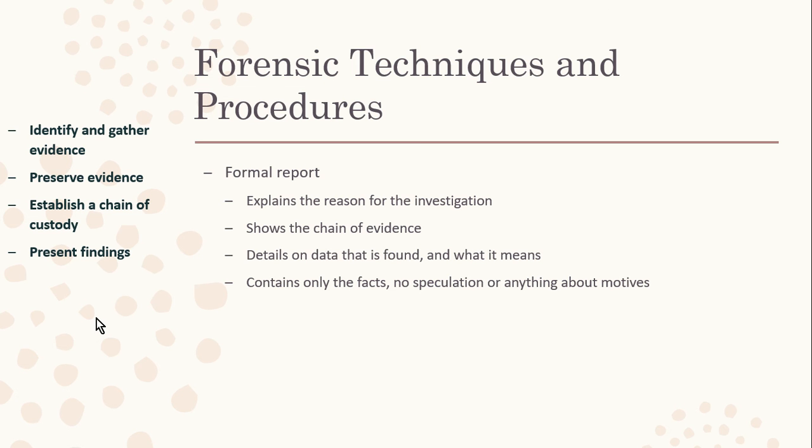It should only contain facts, no speculation. You don't want to say that John Doe stole the money because he was mad at the company. That's really not for us to decide, right? That's for someone else to look at. So we just want to stick to the facts, explain what happened, interpret the evidence. In other words, explain what the evidence means factually, but not try to speculate on anything.